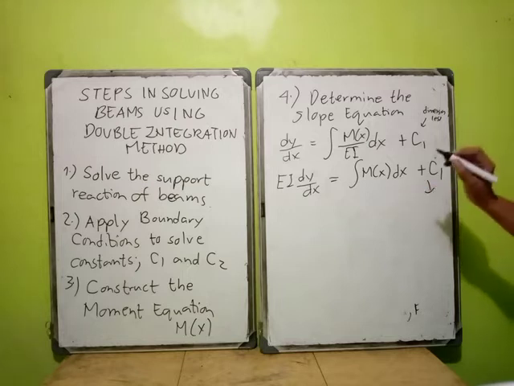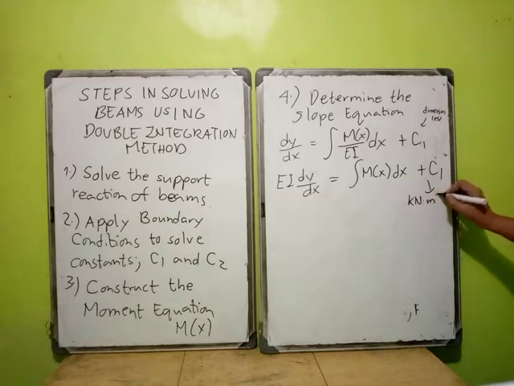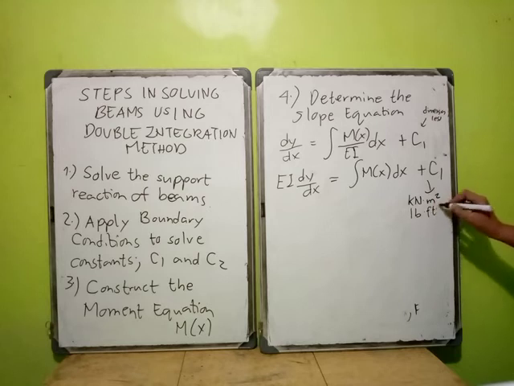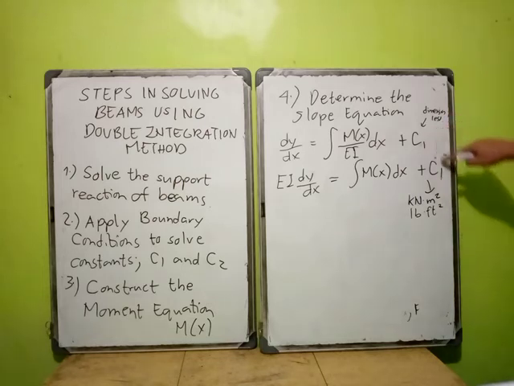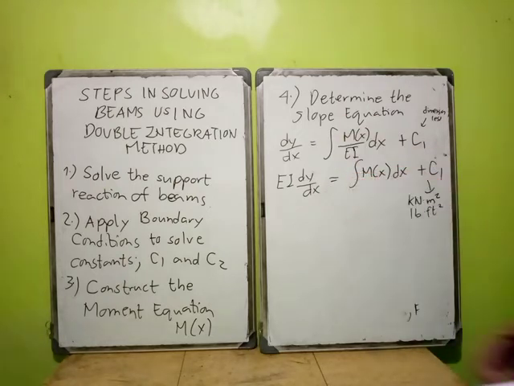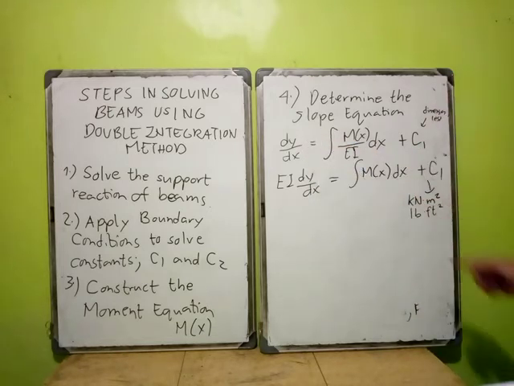It has units in terms of kilonewton meter squared in SI, and then it could be pound foot squared, and similarly. So, the C1 in this equation and the C1 in this equation are different. So, whatever formula you are using, whether this or this, their C1 is different, but in the end, they should end up with the same answer, with the same deflection at any given point.